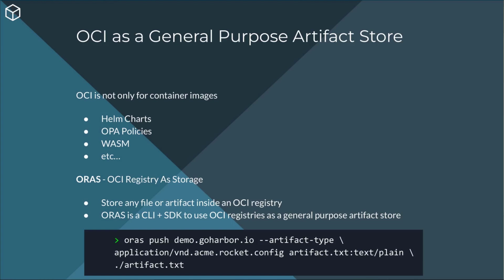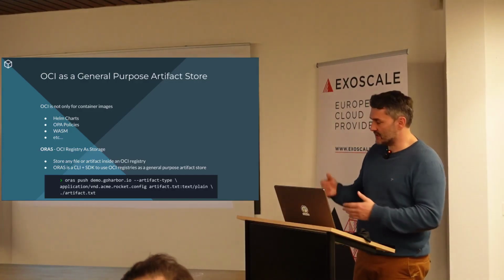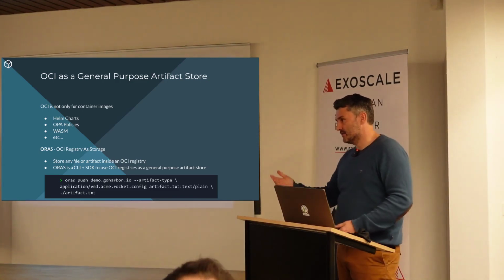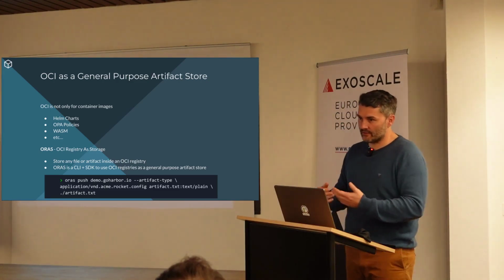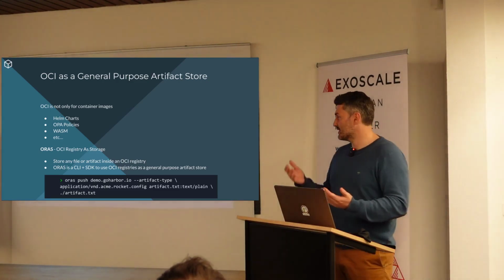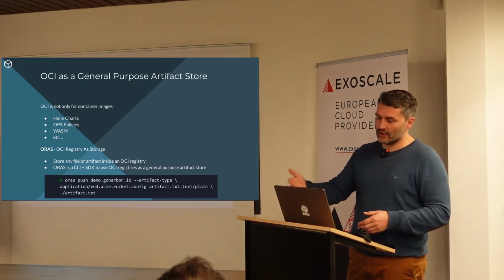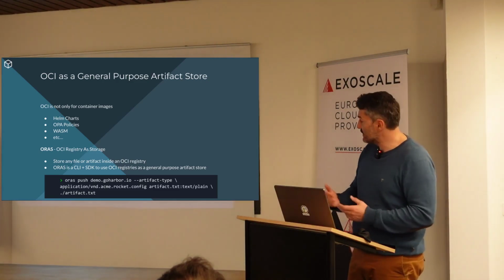So it's really an abbreviation to say that you can store everything in an OCI-compliant registry, and there's a tool called ORAS. It's a CLI and SDK, so you can even embed ORAS into your project and store things in a registry. And Helm, for example, imports ORAS to store Helm charts in an OCI registry. So this is how it's done, and it's quite simple, right?